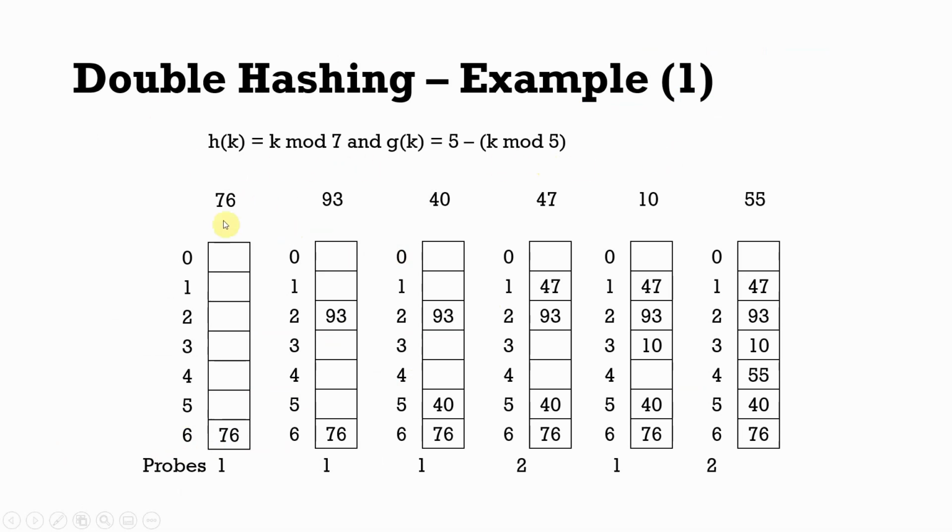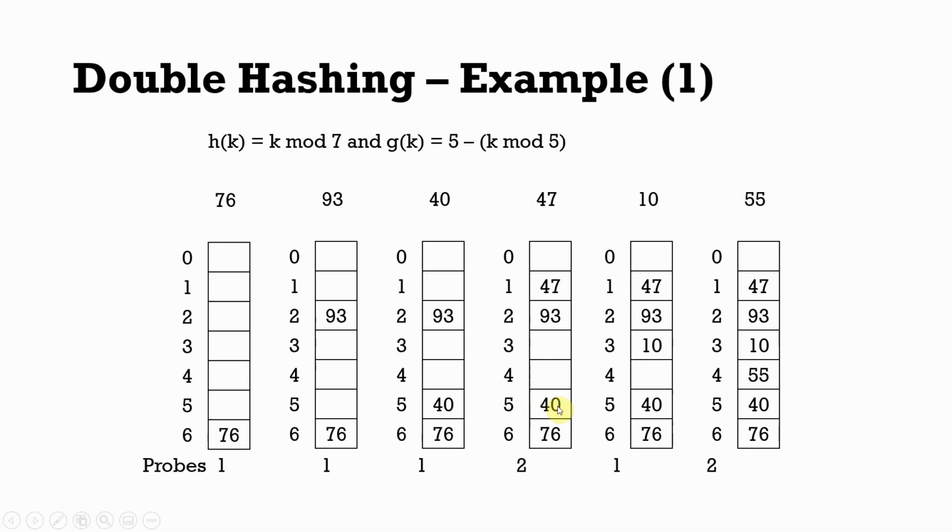So again, if you want to place 76 here, 76 mod 7 is going to be 6, so it's going to go here. Then 93 mod 7 is going to be 2, it's going to go here, no collision, right? 49 mod 7 is going to be 0, again no collision. 47 mod 7 is 5, right? So here we have a collision.